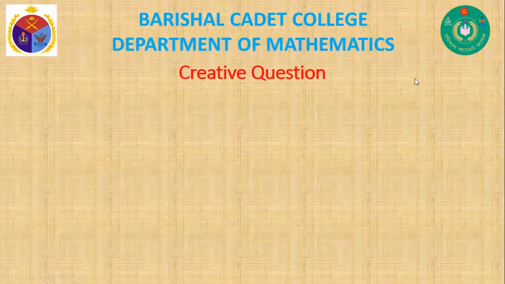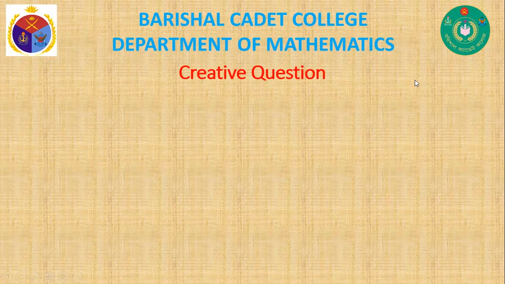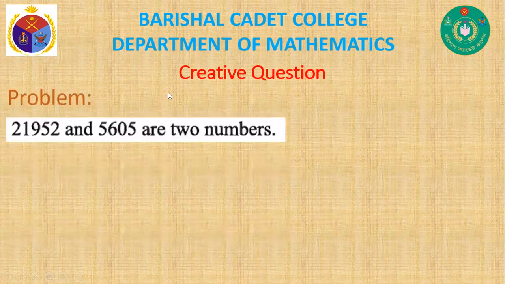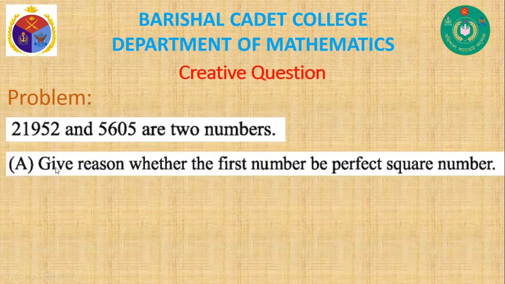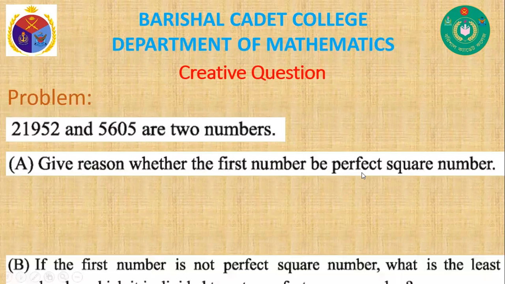Dear cadets, now we will discuss some creative questions. First of all, 21,952 and 5,605 are two numbers. Number A: give reason whether the first number is a perfect square number.